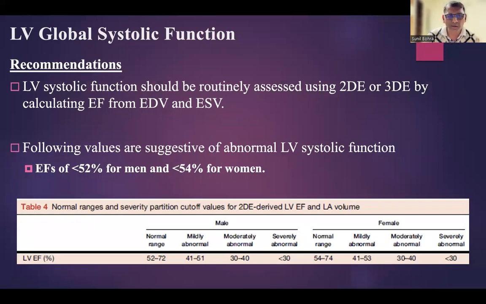So a recommendation is, again, the LV systolic function should routinely be assessed using both 2D or 3D, and calculate the EF from the volumes rather than the linear measurements. And the normal ranges are always given. Any EF less than 52% for men and less than 54% for women is considered abnormal.